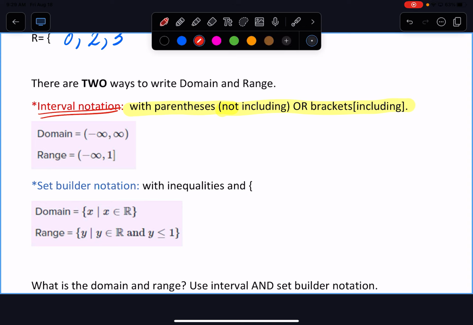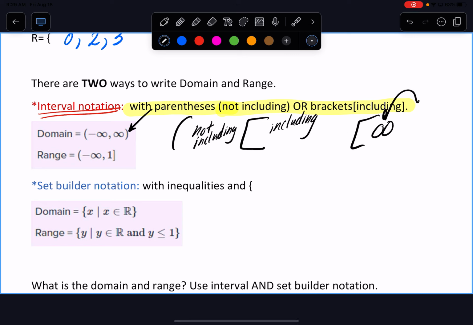Remember that a parenthesis means not including, and a bracket means we're including that value. Just a fun fact for you, infinity always gets a parenthesis, never a bracket, because infinity is not an actual number, it's actually a direction, it's a place. Numbers are only able to get brackets, and not all numbers get a bracket, it just depends on the problem. But my point is infinity has to have a parenthesis. If you try to put a bracket around infinity on the homework, it actually marks you wrong.